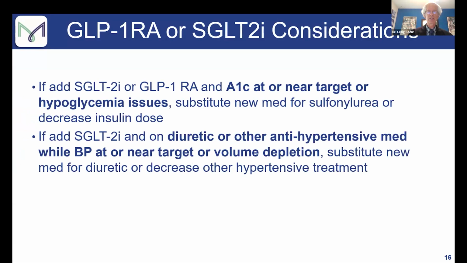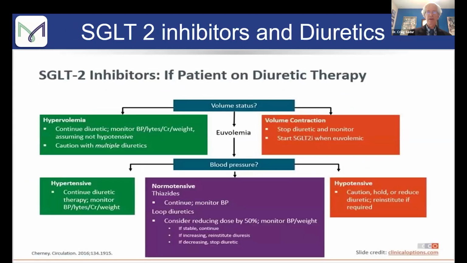If you add the SGLT2 inhibitor and a patient's on a diuretic or other antihypertensive medication, while the blood pressure, let's say, is right where you want to target or close, or if there are volume issues, you may need to make some changes in the current regimen. And here's a picture of that. If you're going to add the SGLT2 inhibitor to a patient who's on diuretic therapy, you want to assess volume status.